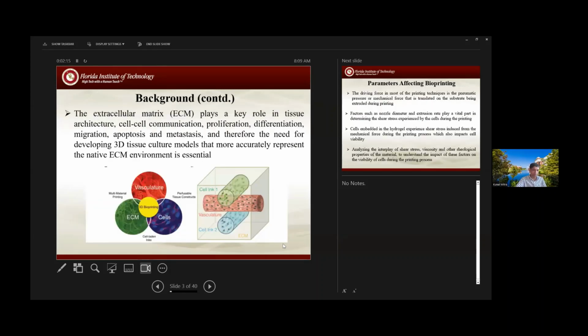This gives you a little overview of the important elements involved in 3D bioprinting. As you can see, the extracellular matrix, the cells, the vasculature, and the different types of bioink you use all play a role in cell-to-cell communication, proliferation, differentiation, migration, apoptosis and metastasis. All of these are needed for a real 3D tissue native environment, which you need to develop.